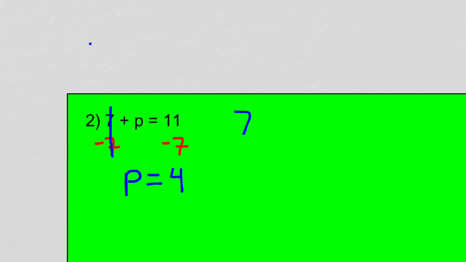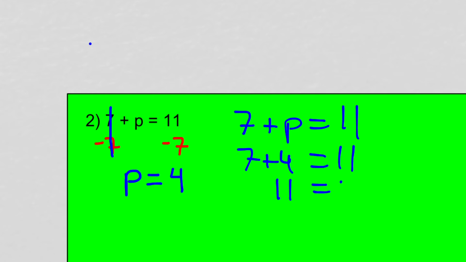And if I check this, 7 plus P equals 11, and I replace the value of P with my answer, well, 7 plus 4 equals 11. 11 equals 11. Both sides of the math equation are the same, and they should be, because that's what equal means. So I know my answer is correct. Let's do another one.